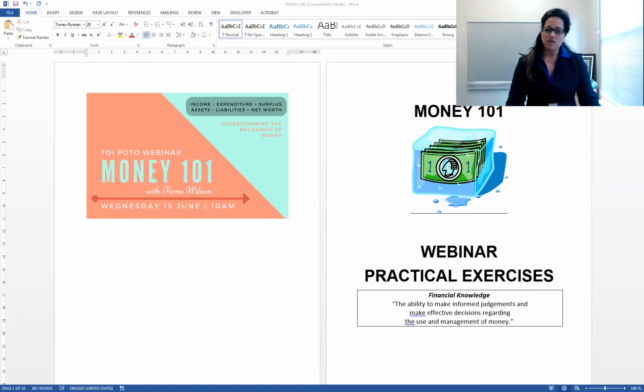The three areas that we're going to talk about today are, one, money jargon, the second one is about money equations, and the third area we're going to focus on today is money mechanics.